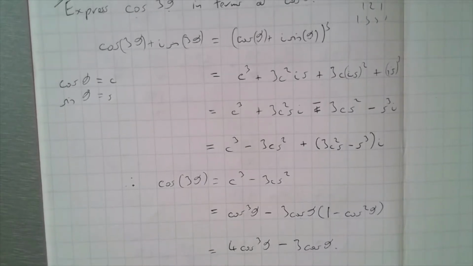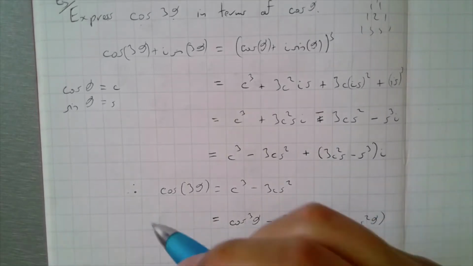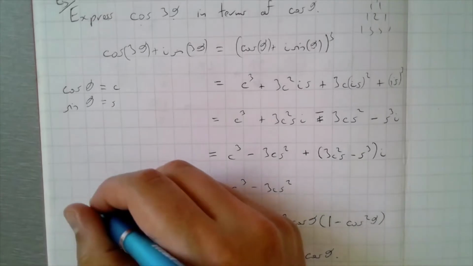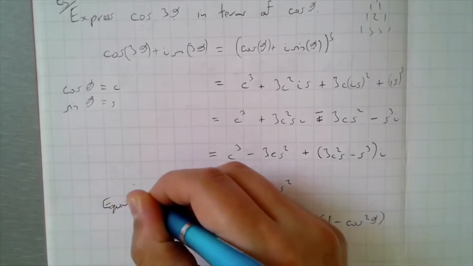So I've managed to express cos 3 theta in terms of just cosines, and when I said therefore here, all I did was I equated the real parts.